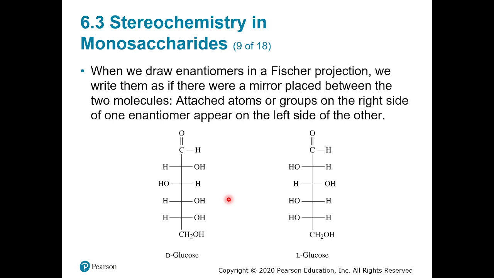When we draw these enantiomers in Fischer projections, we're going to write them as if there's a mirror placed between the two molecules. We'll attach the atoms or groups on the right side of the enantiomer that appear on the left side of the other. So here's our D-glucose that we've been talking about this entire time. Everybody see that okay?